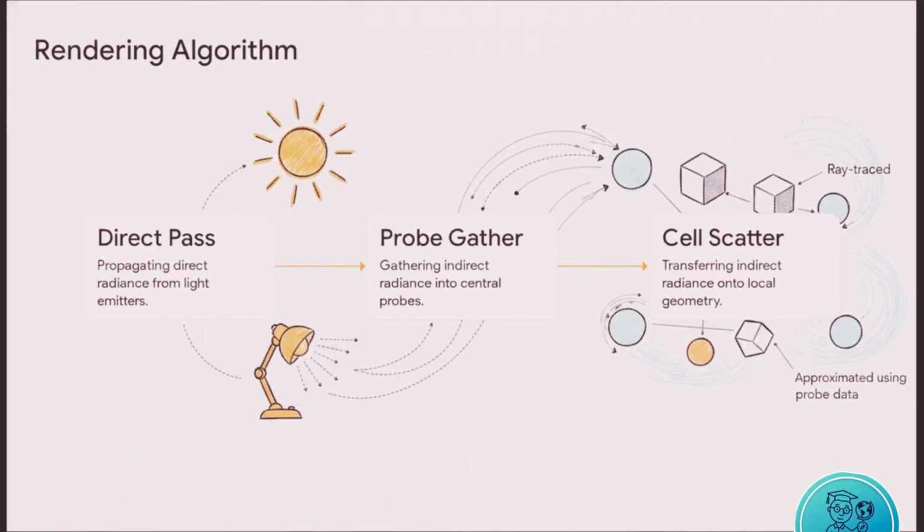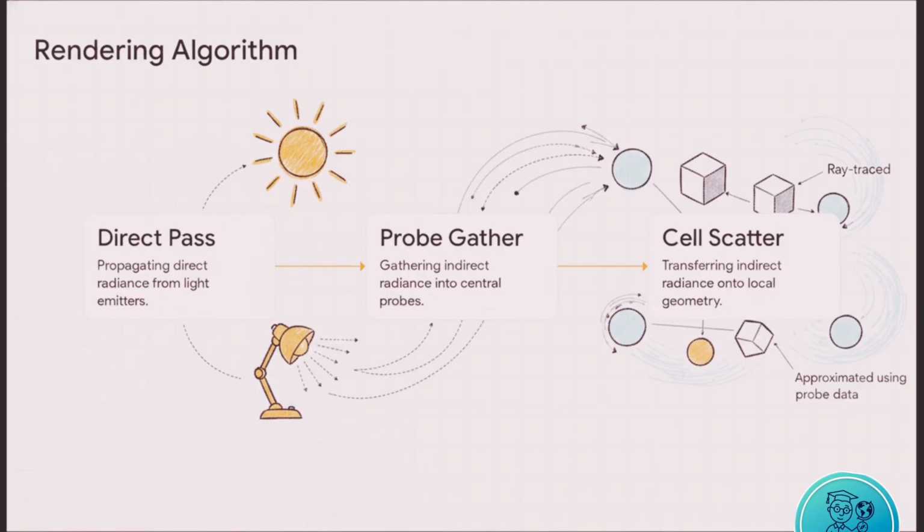The algorithm actually builds this out procedurally in 3 distinct passes. First up, the direct lighting pass, calculating your primary light sources like the sun or maybe a street lamp. Second, the gathering pass. This is where indirect bounced light is collected into those central probes we just mentioned, giving them a full 360-degree view of all the light coming into their specific box. And finally, the radiance cell's scattering pass. That collected indirect light is transferred outward onto the local 3D geometry of the game world.